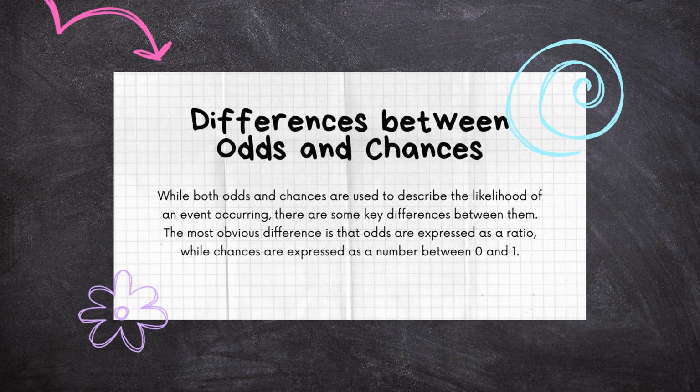So part 3, differences between odds and chances. While both odds and chances are used to describe the likelihood of an event occurring, there are some key differences between them. The most obvious difference is that odds are expressed as a ratio, while chances are expressed as a number between 0 and 1. That's basically the difference that they have. It's kind of tricky, but at the same time, it's easy to understand if you would just really get into it.